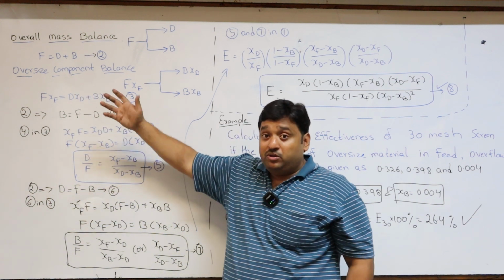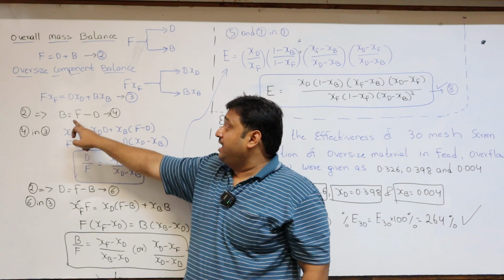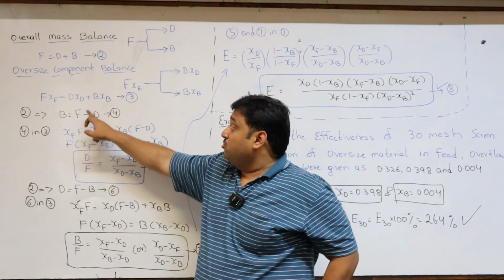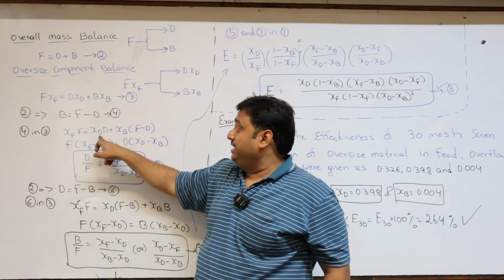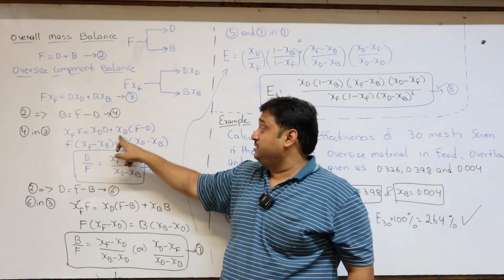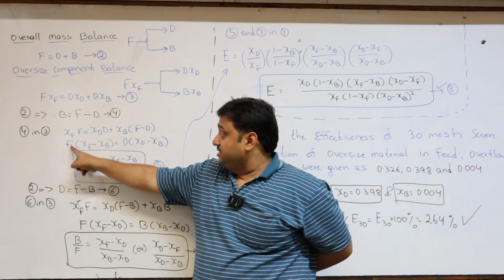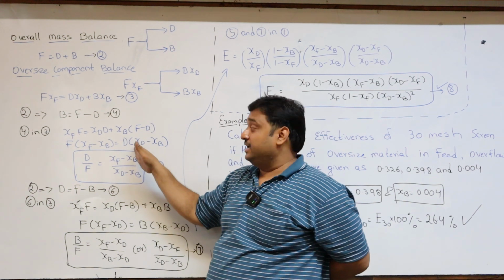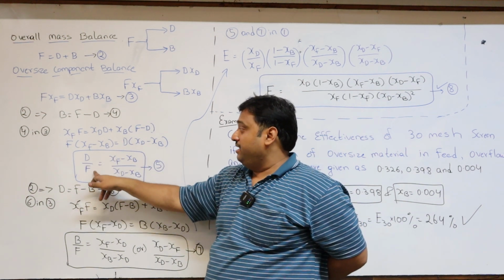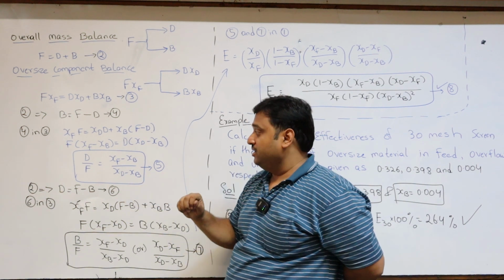When you do the mathematical calculations, we replace B with F minus D. Once you replace B with F minus D, you get F xF is equal to D xD plus xB into (F minus D). After this, you take F on one side and D on the other side. You get this expression: D by F is equal to (xF minus xB) by (xD minus xB).